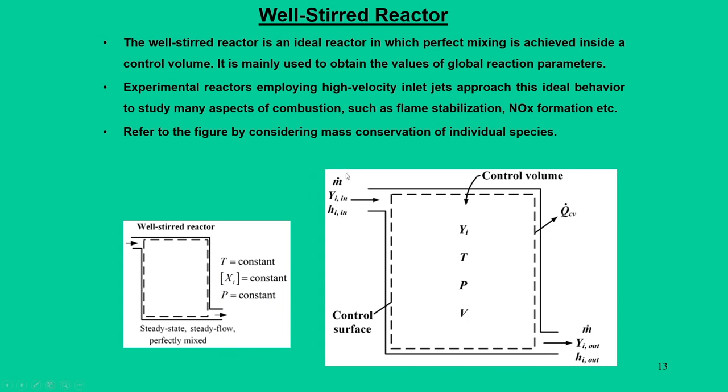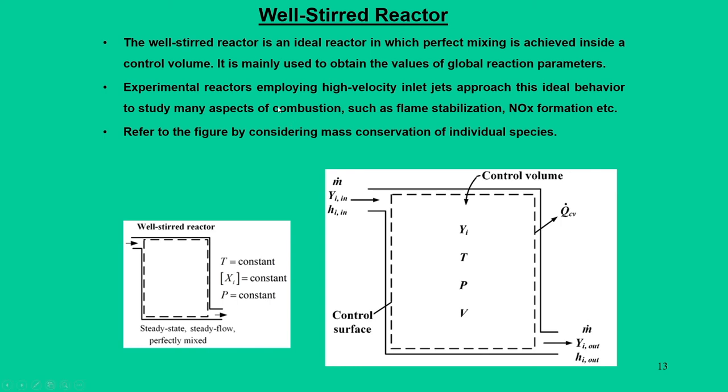At the inlet we have a certain mass flow rate, mole fractions and enthalpy, and at the outlet also you have a mass flow rate, mole fractions of species and enthalpy. So, it is considered an ideal reactor in which perfect mixing is achieved inside the control volume, and it is mainly used to obtain the values of global reaction parameters. So, when it is modeled, it is modeled with the rate chemical kinetics of global reactions, not the elementary reactions. That means we are not bothered about the elementary species formations.